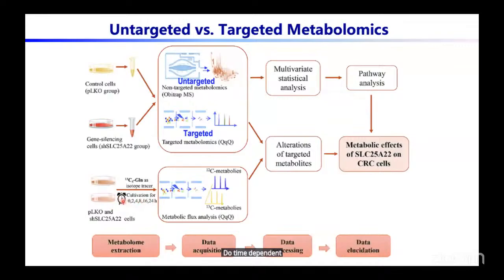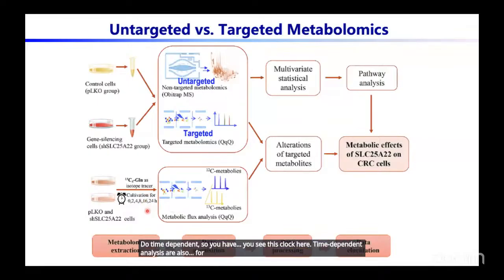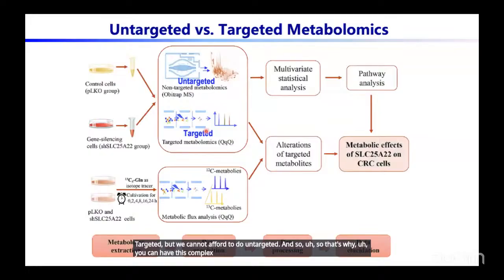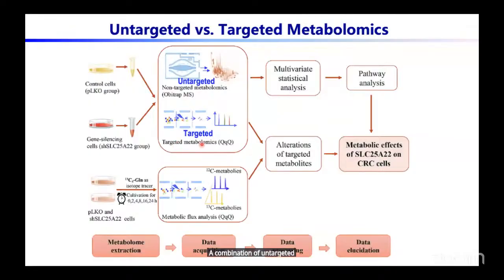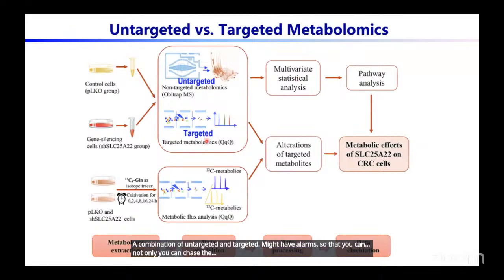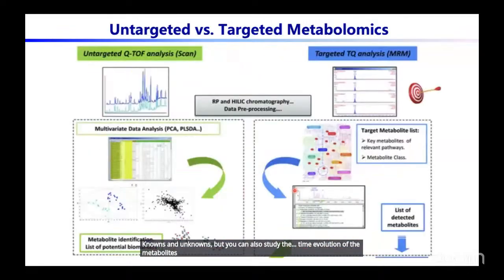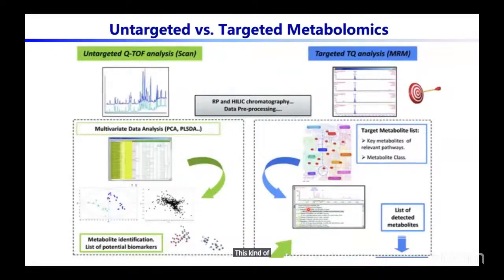So you see this clock here, time dependent analysis. For time dependent analysis, we can afford to do targeted, but we cannot afford to do untargeted. And so that's why you can have this complex system of a combination of untargeted and targeted metabolomics, so that you can not only trace the knowns and unknowns, but you can also study the time evolution of the metabolomics states, these kinds of things.